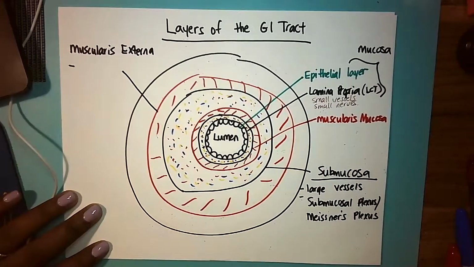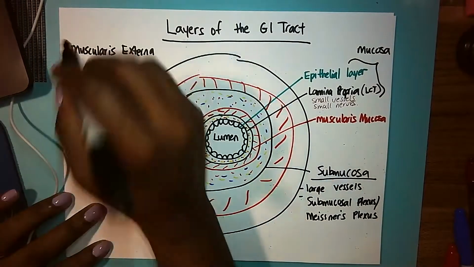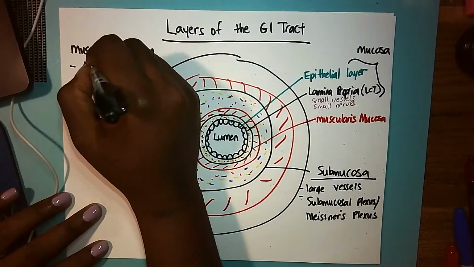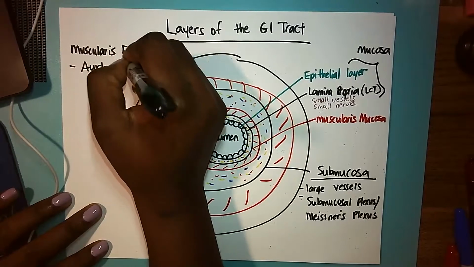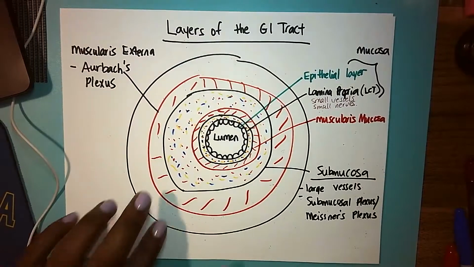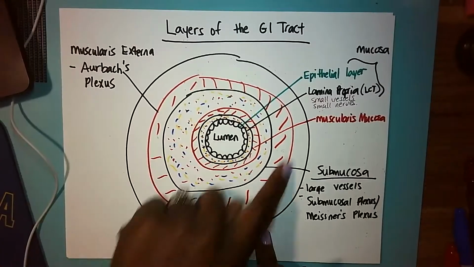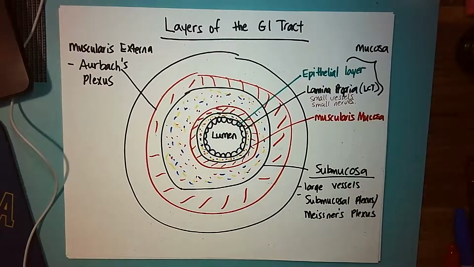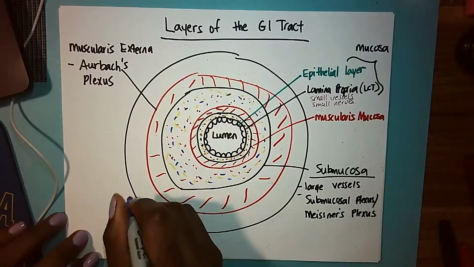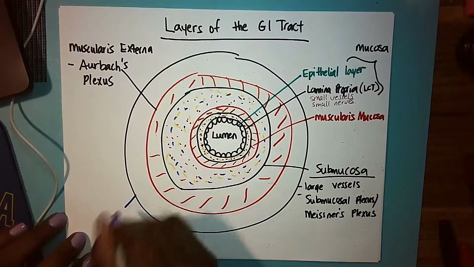And here we have the Auerbach's plexus. So it's another plexus of nerves, but it's differently named. It's called the Auerbach's plexus. And again, here we also have the innervation of a thicker layer of muscle that is actually creating the rhythmic peristaltic contractions that move food along the tube. Now the final layer is a very thin layer. It's called the serosa. It's mainly connective tissue.